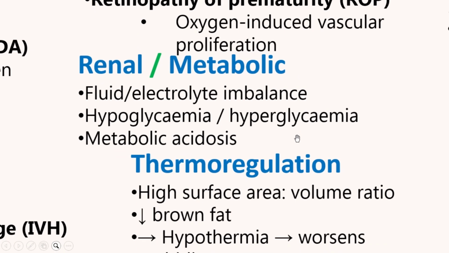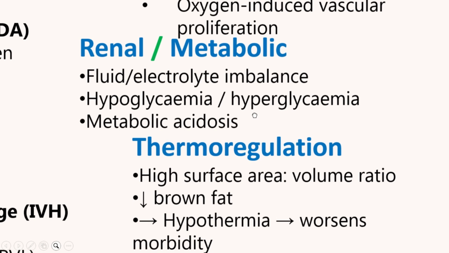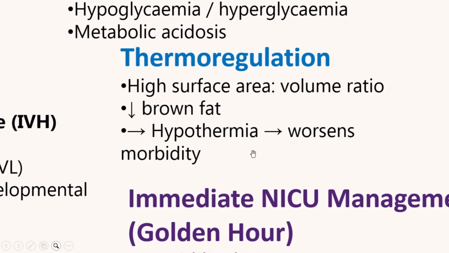Renal and metabolic complications, they're going to have fluid and electrolyte imbalance. The kidney is young. They're going to have hypoglycemia or hyperglycemia. Again, the body systems are all in shambles. Metabolic acidosis is also going to be something that is common.